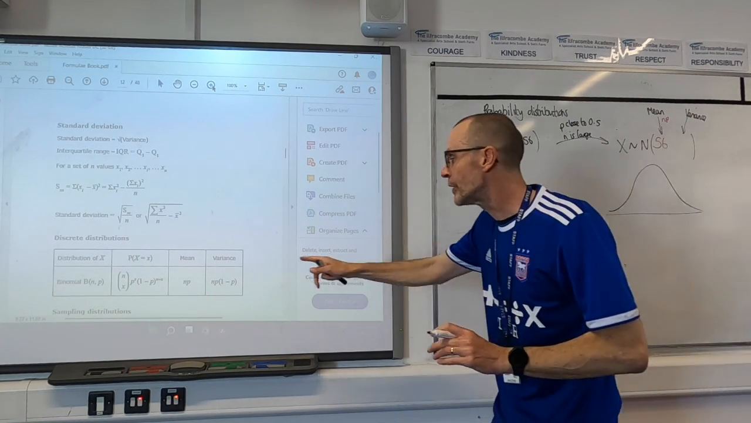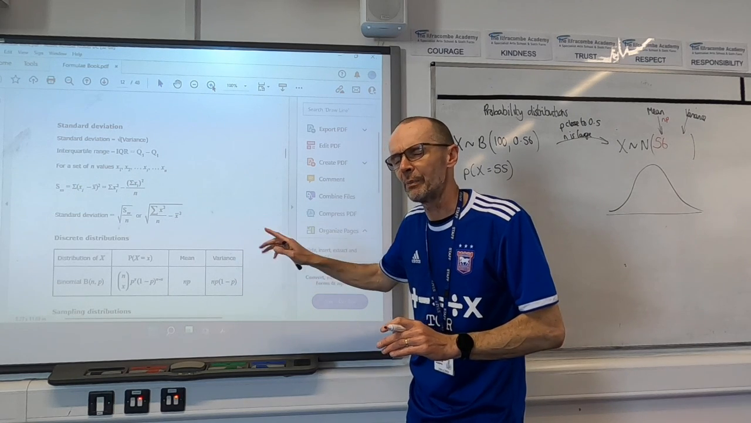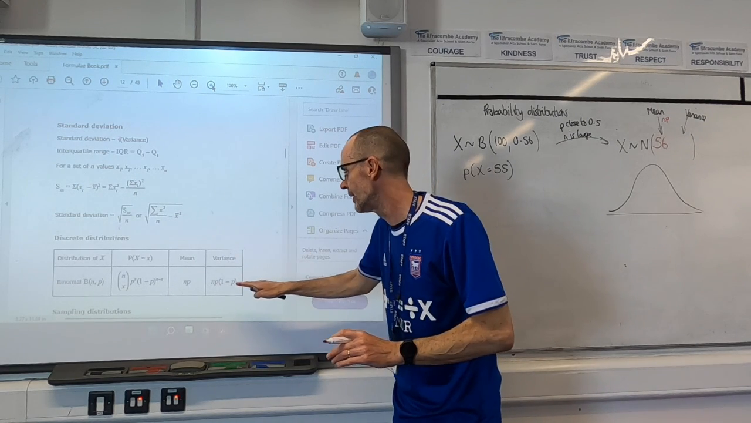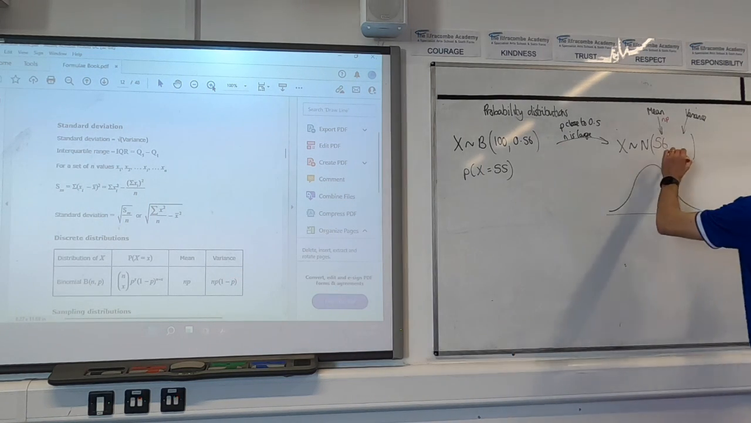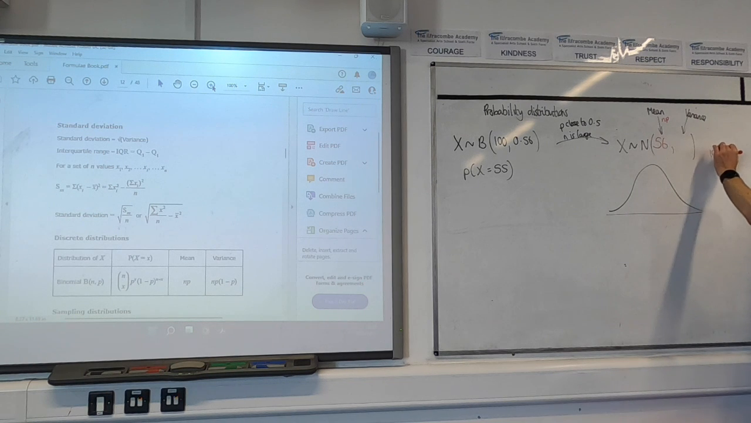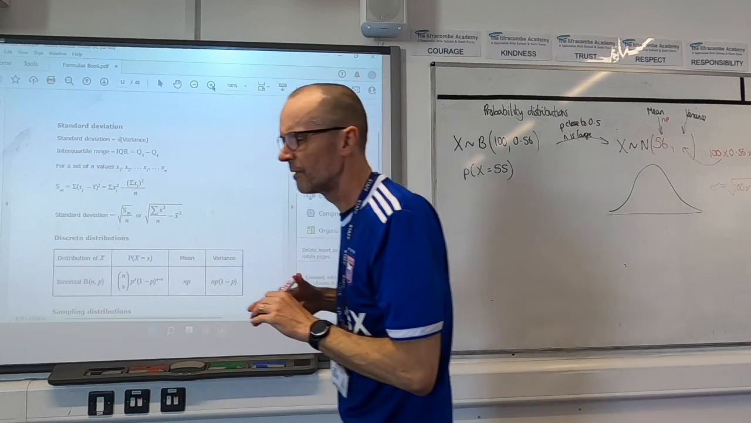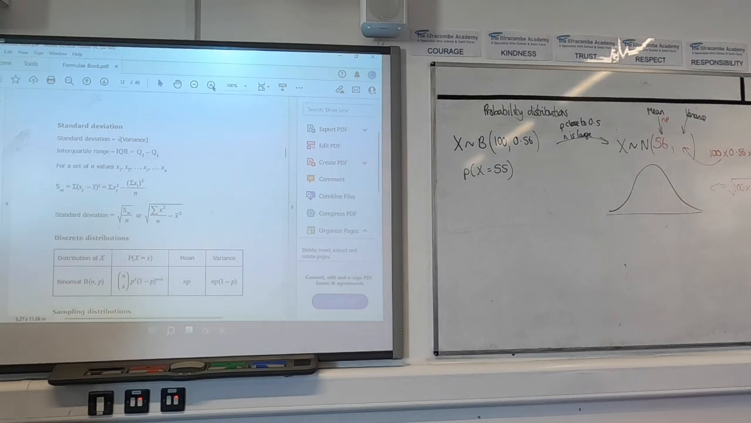The variance, which remember is the standard deviation squared, is n times p times 1 minus p. So in this case, it's going to be 100 times 0.56 times 0.44. And that's the variance, so the standard deviation will be the square root of that. But I think your calculator lets you type in a sum in that box. If it doesn't, you might have to work it out and enter it in.